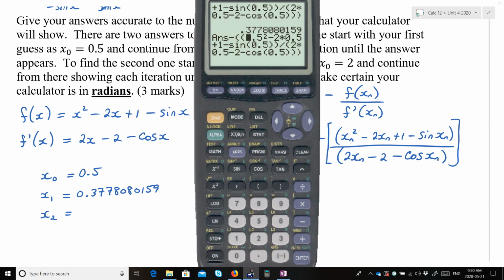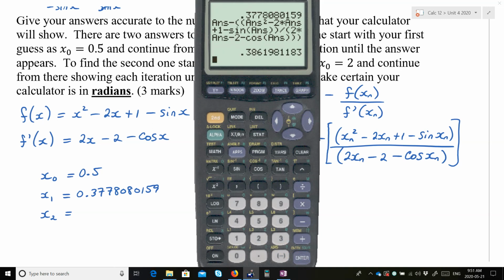And I'm going to go second function answer in there. That's where I put a 0.5. I put a 0.5 here. Plus 1 needs to stay, and then a minus sine of xn, so we have to replace this with answer. Delete that 5, delete that 0. And on the bottom, it's 2 times xn. Replace that with answer. The minus 2 needs to stay, and then it's cos of xn, so we'll replace that with answer.